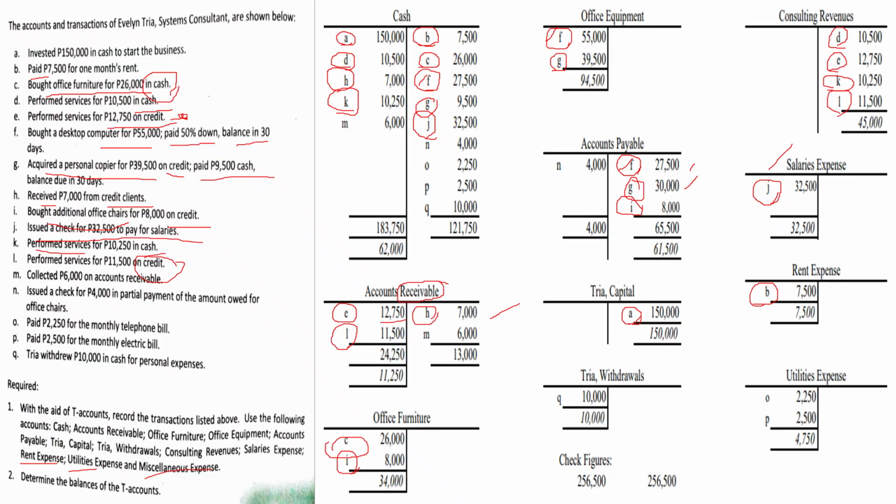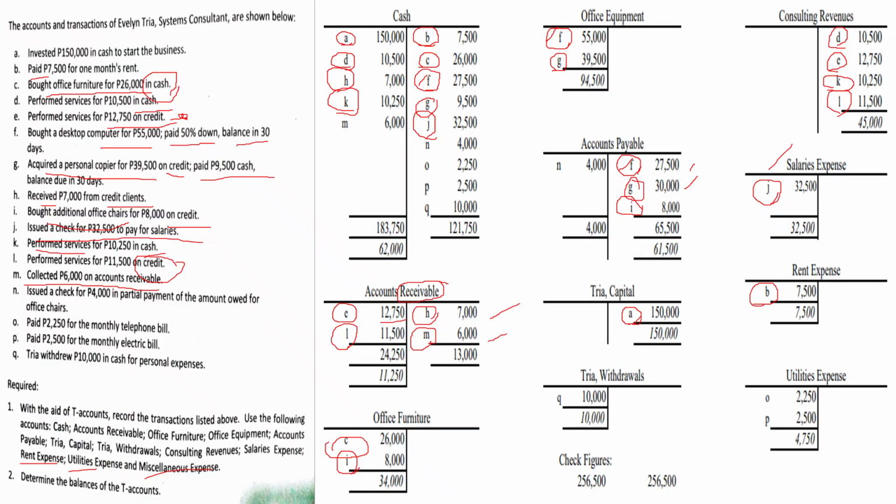Next, letter M. Letter M collected 6,000 of an account receivable. Now, when we collect our receivable, it means it will decrease because it has been collected or received already. So letter M, we credit accounts receivable.